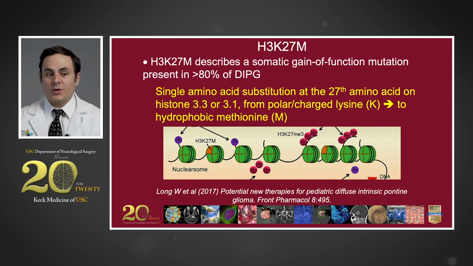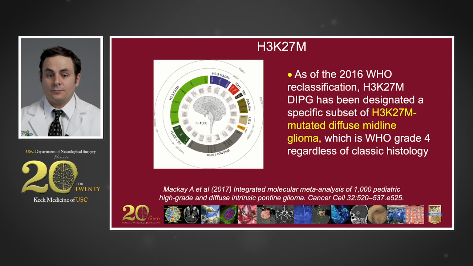The H3K27M mutation is a somatic gain-of-function mutation present in more than 80% of DIPG. It's a single amino acid substitution that occurs at the 27th amino acid on histone 3.3 or 3.1, from a polar or charged lysine, which is K, to a hydrophobic methionine, M.